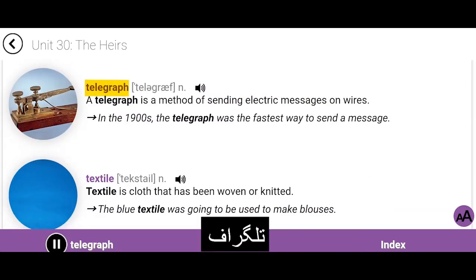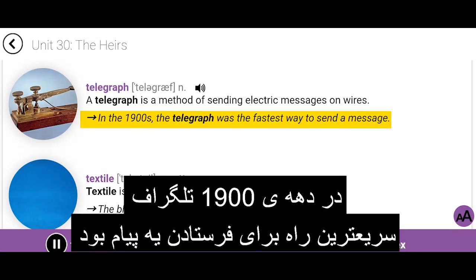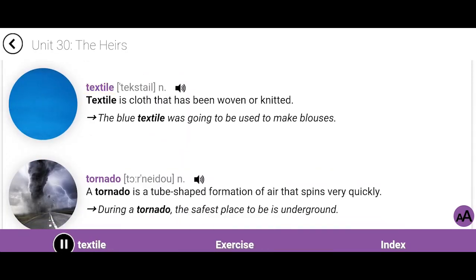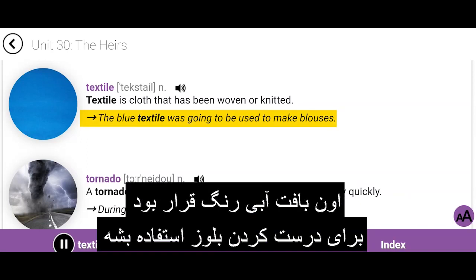Telegraph. A telegraph is a method of sending electric messages on wires. In the 1900s, the telegraph was the fastest way to send a message. Textile. Textile is cloth that has been woven or knitted. The blue textile was going to be used to make blouses.